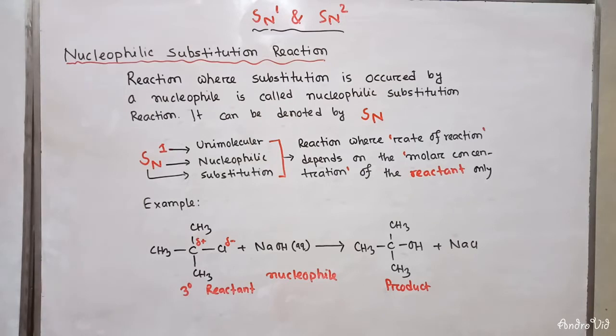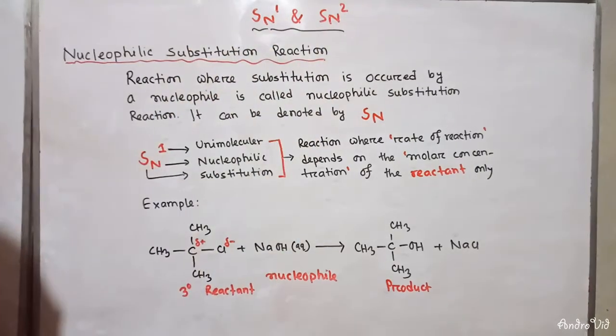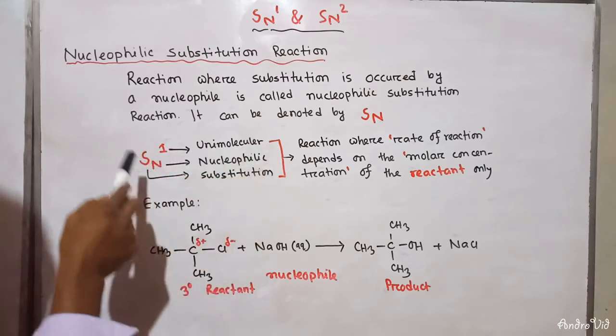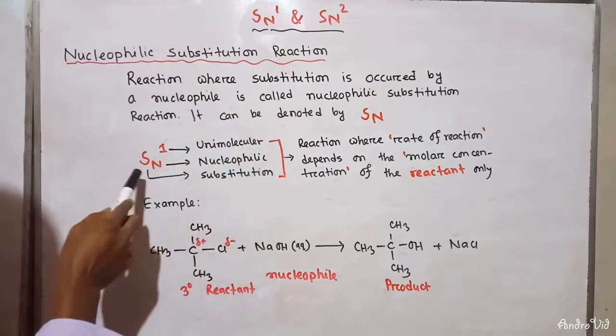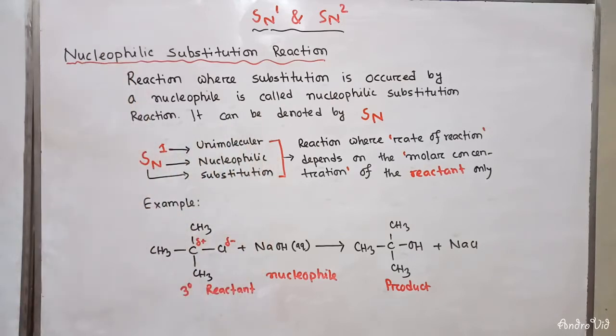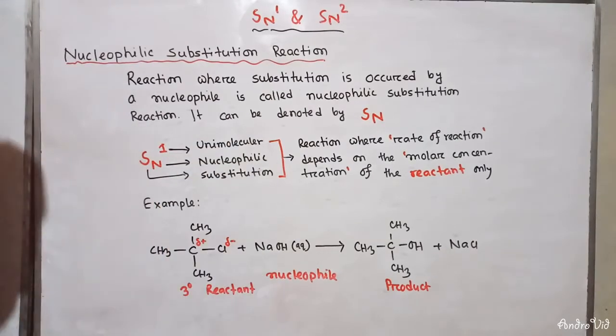So SN means nucleophilic substitution reaction. Basically there are two types of nucleophilic substitution reaction. These are SN1 and SN2. So first of all, SN1. Here 1 means unimolecular, N means nucleophilic, S means substitution. So SN1 means unimolecular nucleophilic substitution reaction. Now what is the definition of this reaction?